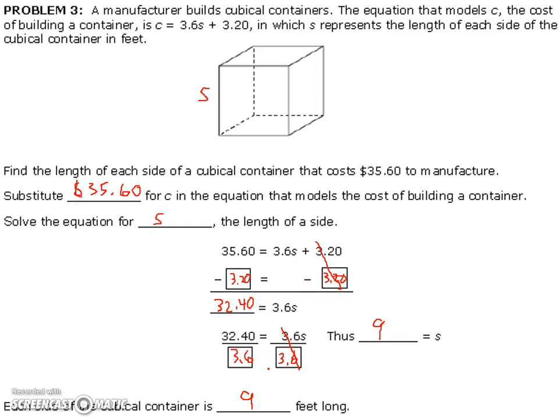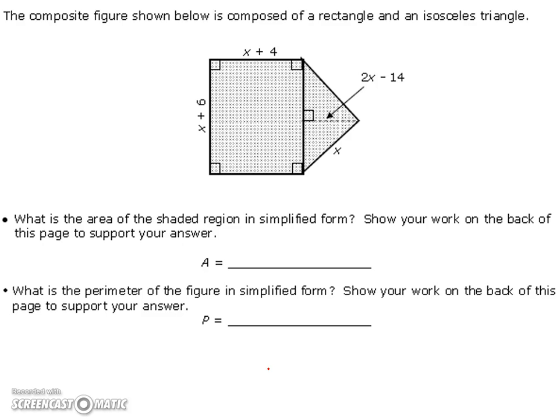All right, let's keep moving. All right, here's another example that would involve using A.4A. It says the composite figure shown below is composed of a rectangle and an isosceles triangle. Composite figure, remember, just means a combination of geometric shapes. So this one is composed of a rectangle and an isosceles triangle. Now recall from your geometry vocabulary that isosceles triangle means that at least two sides are equal.